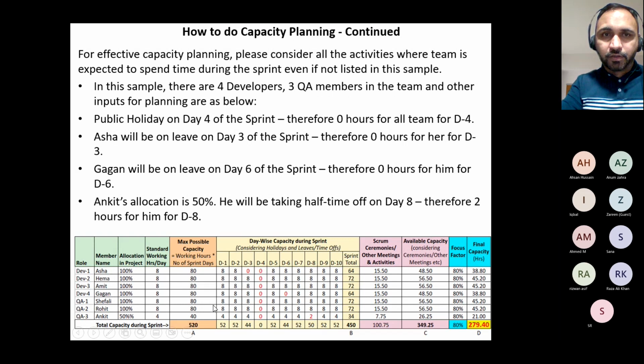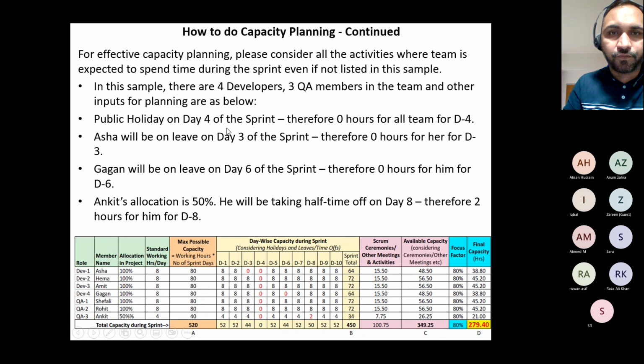Okay, here we go. Cool slide. I elaborated all these over here as an example. For effective capacity planning, please consider all the activities where the team is expected to spend time during the sprint, even if not listed in the sample. Again, this is an example. In this sample, there are 4 developers and 3 QAs in the team, and other inputs for the planning are as below.